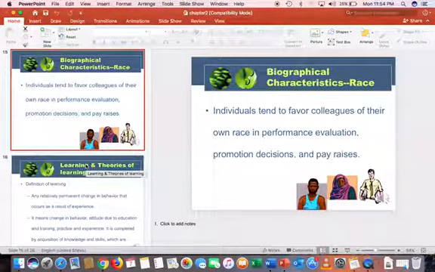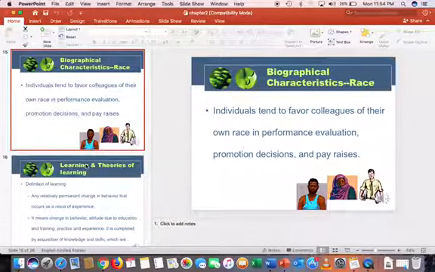Among biographical characteristics, we also use race. Race is also a kind of factor in it. Most of the time in organizations there should be no discrimination, but it is the nature of people that they will evaluate well and help those who are of the same race.